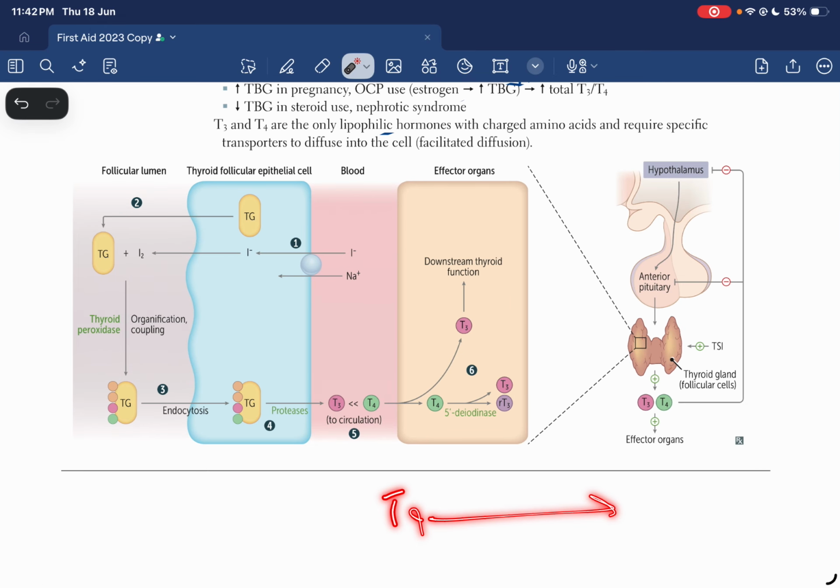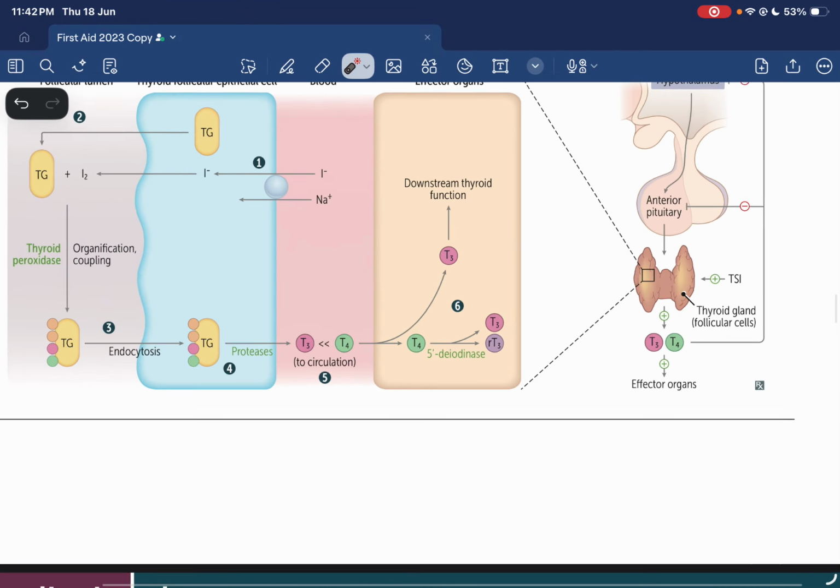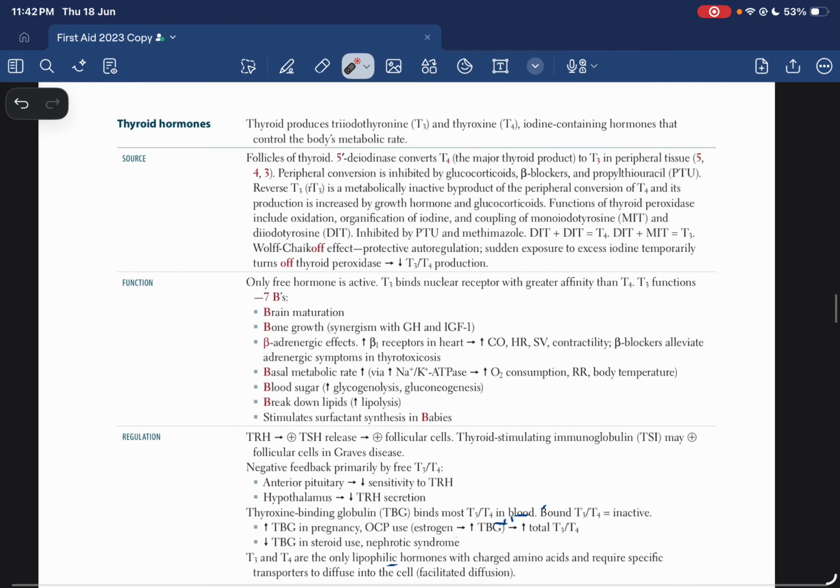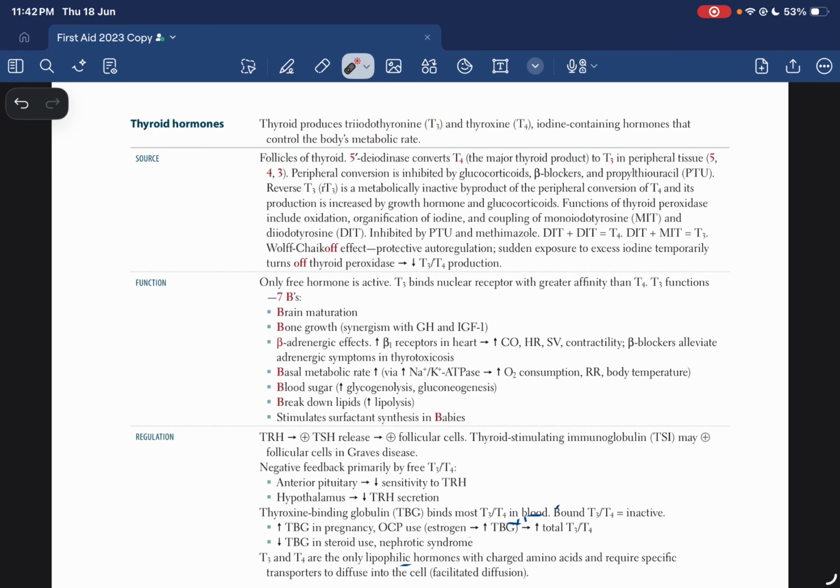T4 is converted into T3 and reverse T3. There are going to be certain factors as to why RT3 is produced, which we're going to discuss in a few minutes. And this happens with the help of 5-deiodinase enzyme. Now this is the most important part here. T4 is converted into T3 with the help of 5-deiodinase. There are multiple factors which affect it. So now I'm just going to simply highlight that for you.